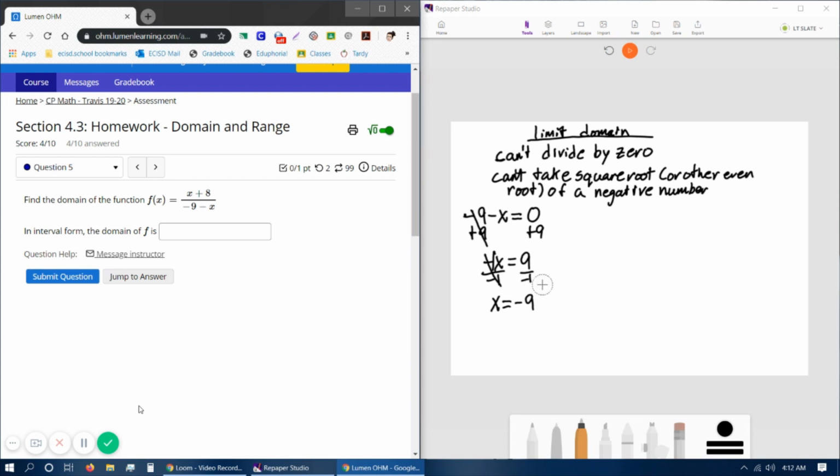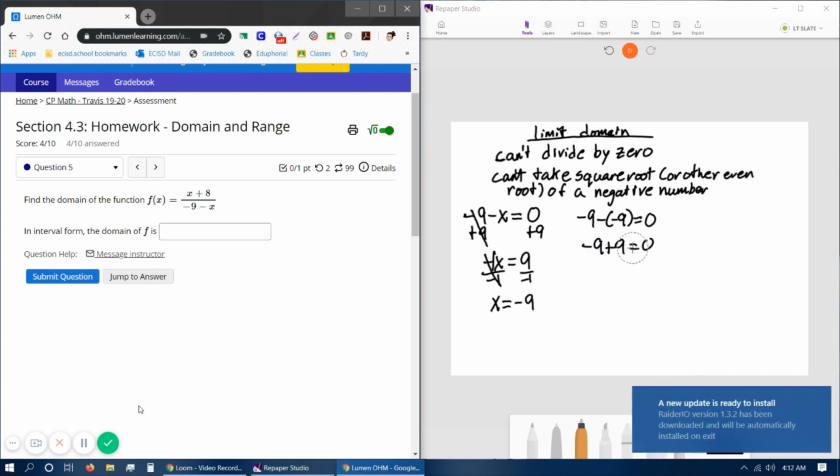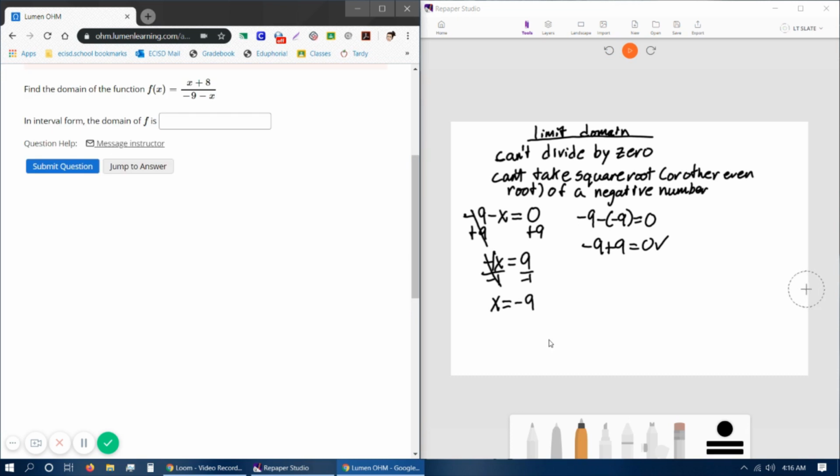If I test that number by plugging it in parentheses, I'll have negative 9 minus negative 9 equals 0. Negative times a negative will give me a positive, and I'll have negative 9 plus 9 equals 0. Negative 9 plus 9 is 0, so this answer checks out. This means that for my domain, x cannot equal negative 9.